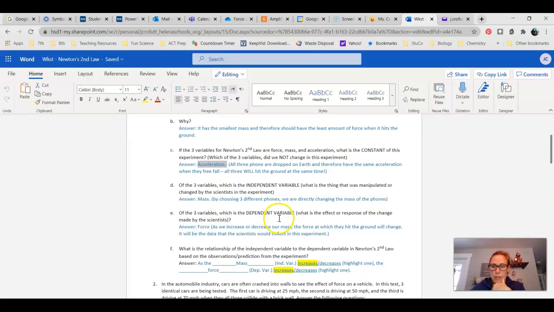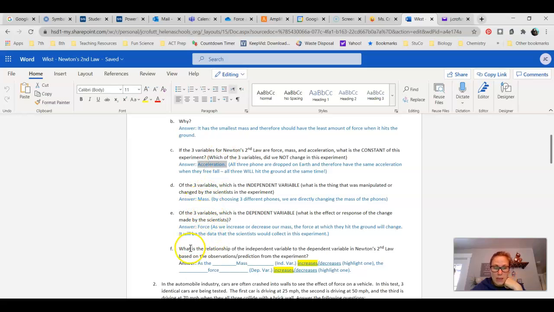So what is the effect or response of the change made by the scientists? In this case, we're looking at force. Okay, we're seeing how hard we hit the ground. So again, notice our three answers for this are only acceleration, mass, and force. Okay, if you do acceleration for the constant, you won't do acceleration for the independent or the dependent. So you're only using these words each once.